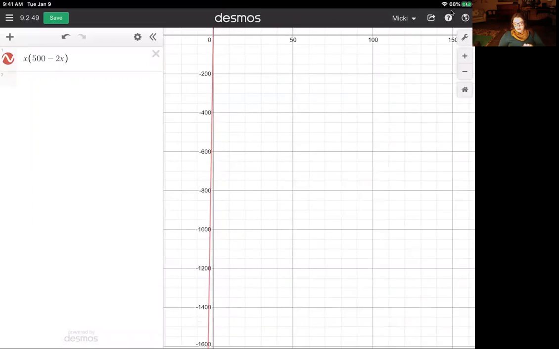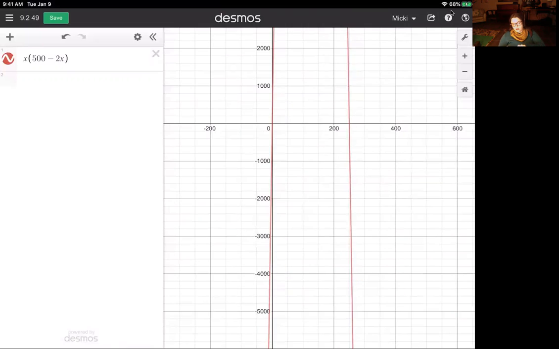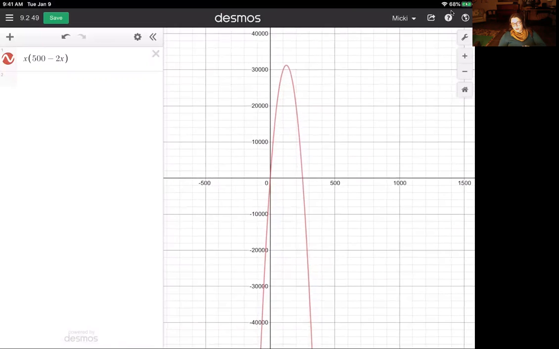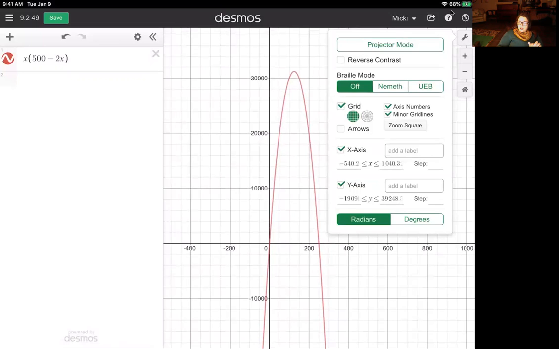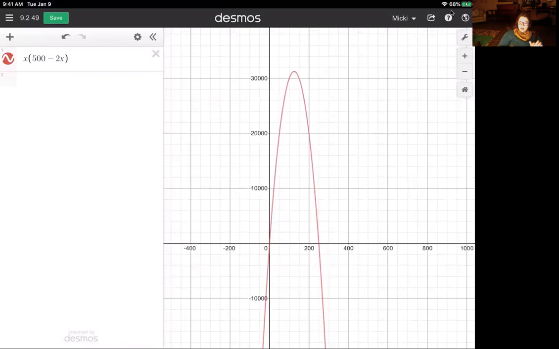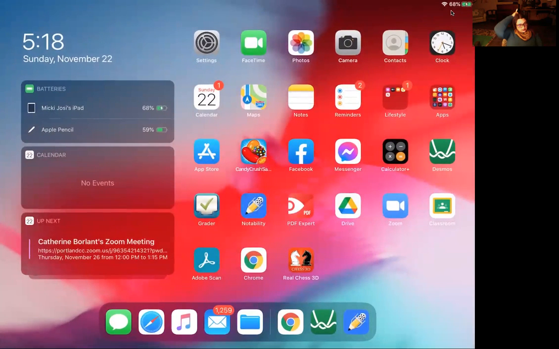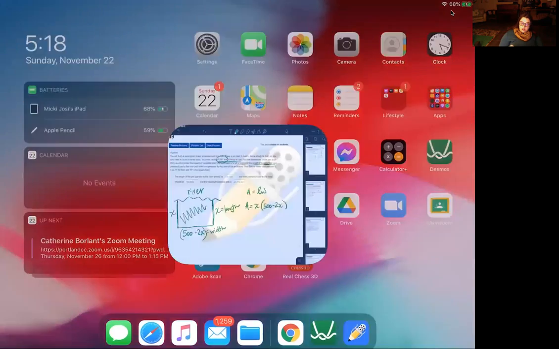And what's nice on a tablet is you can kind of stretch it. If you wanted to zoom in, you can use this little tool icon to change the X and Y axis. But right here, this is going to give us the maximum value of X, which we said was the length. And then there's the maximum area. But that's just using Desmos as a tool to check our answers.